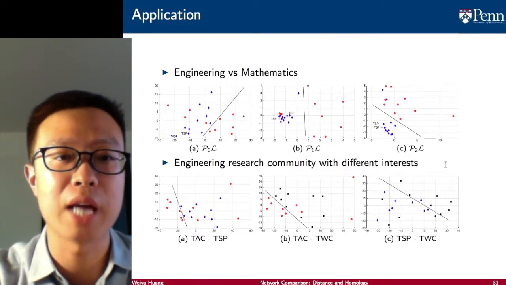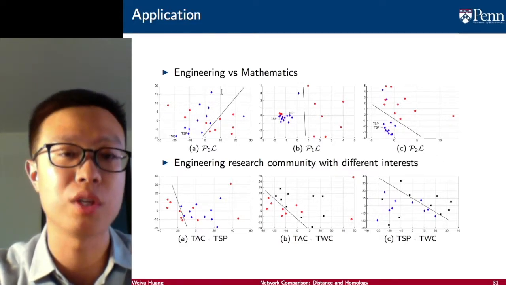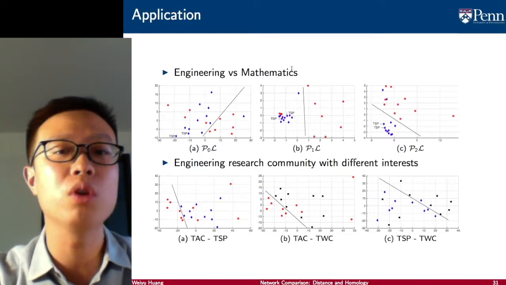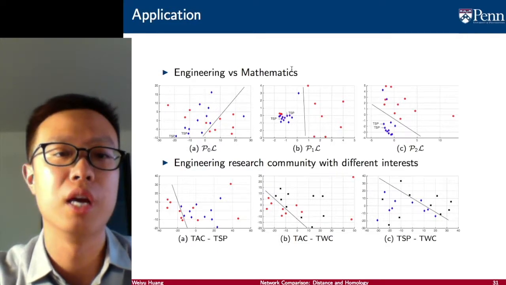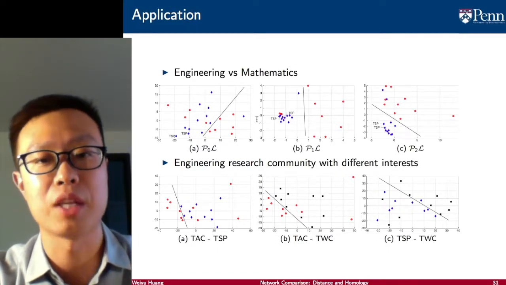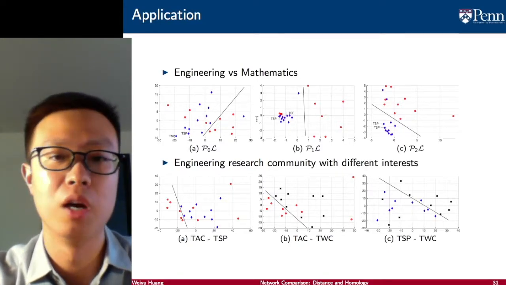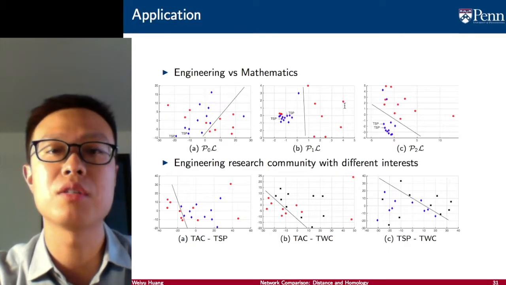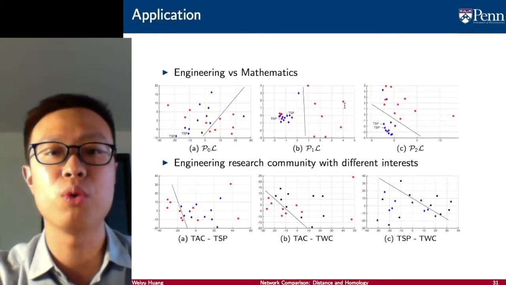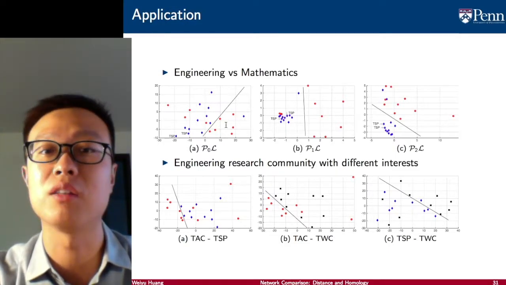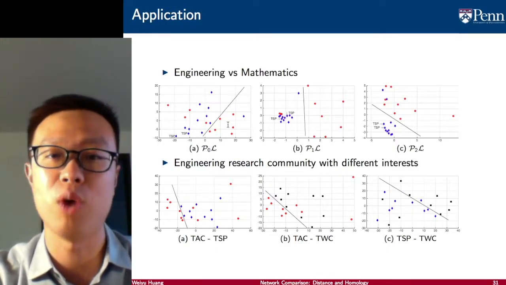We construct networks from engineering and mathematics communities. To do that, we consider all the authors who publish their work in some journals in engineering, for example, signal processing, automatic control, and wireless communication. We do the same thing for mathematics and evaluate the persistent diagram difference between the corresponding networks. We found this lower bound can distinguish the networks quite well.